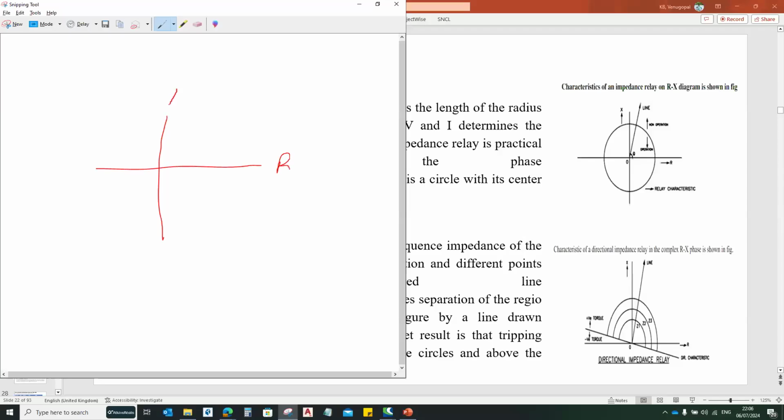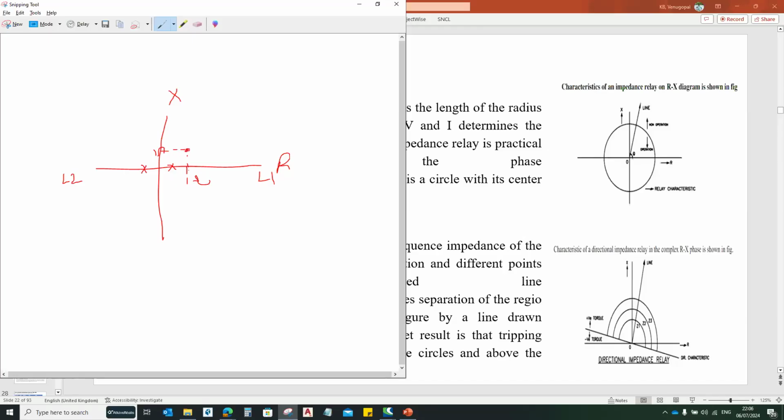This is R and this is X. Let's assume that this is your line 1 and this is your connected line. Let's assume that you have a circuit breaker here and a circuit breaker here. This plot is purely based on the resistance and reactance values. For example, let's consider resistance 1 ohm and reactance 1 ohm, so I will take the point, this one.